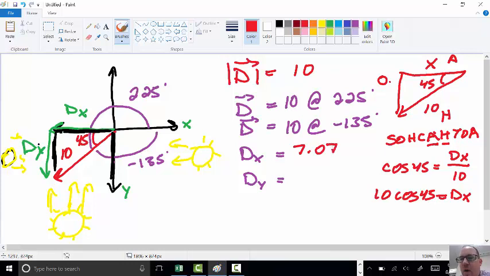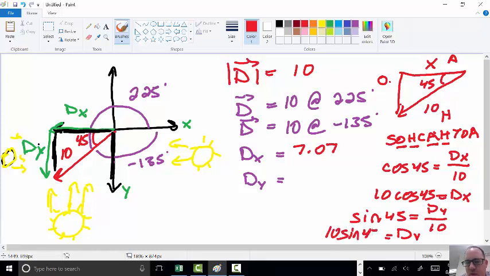You could do the same math for the y. The y is opposite. Opposite is going to be sine because you know the hypotenuse. You want opposite and you have the angle. So you do the same kind of math. Sine 45 equals opposite, which is dy, over hypotenuse, which is 10. And therefore, dy equals 10 sine 45.